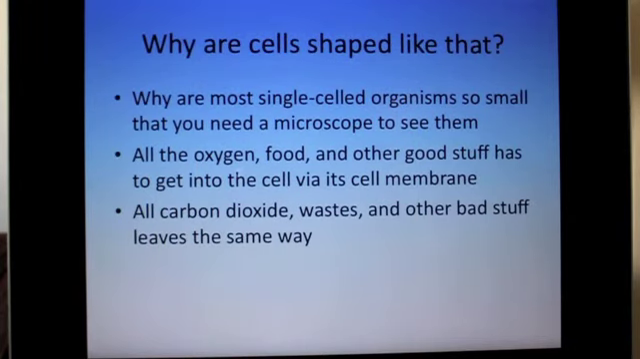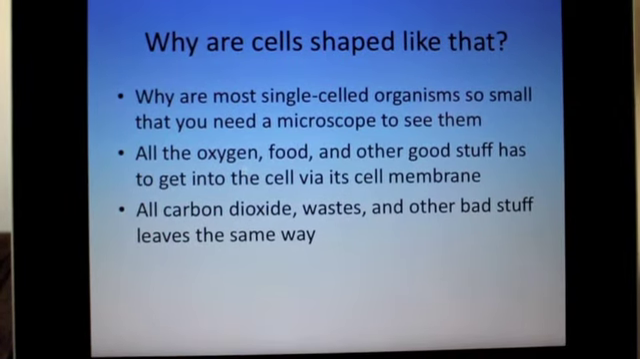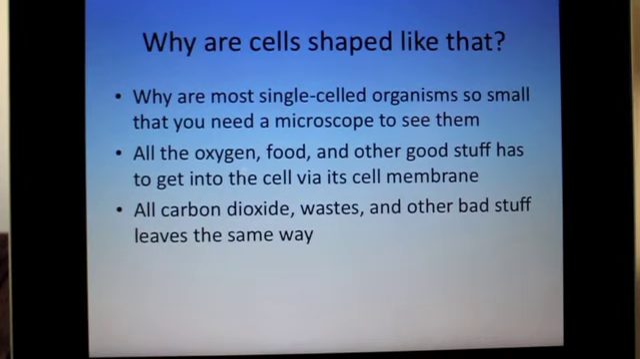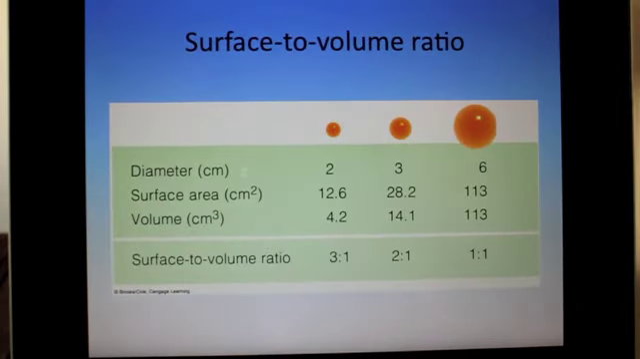Most single-celled organisms are so small that you need a microscope to see them. Now, why is that? Well, all the oxygen, food, and other good stuff that has to get into a cell has to cross the cell membrane. And all the carbon dioxide, waste, and other bad stuff have to leave through the cell membrane. So, if you have a cell the size of a basketball, think about the part of the cell that's in the very center of the basketball. That's a pretty long ways for food and water to go.